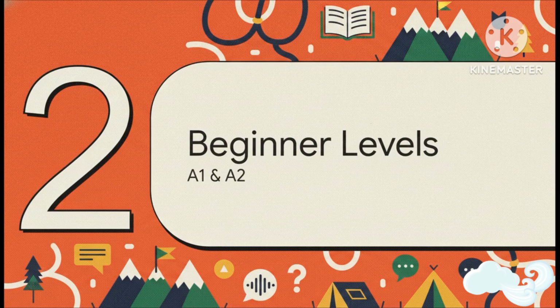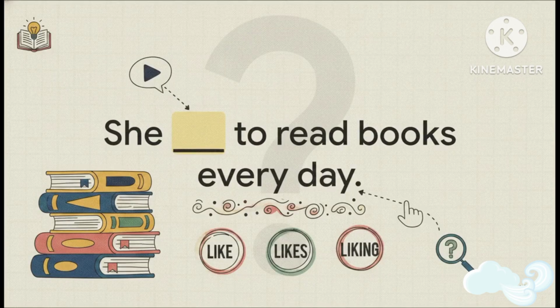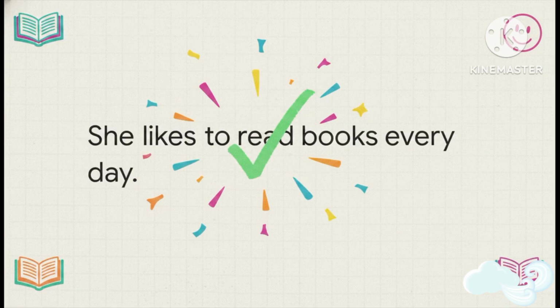Let's do this. The source material starts us off at base camp, the absolute beginner, A1 level. At this stage, communication is entirely about immediate needs, familiar everyday expressions, and super basic phrases. Let's look at our first challenge. Fill in the blank. She blank to read books every day. Take a second. Think about your options here. Is it like, likes, liking? And the correct answer is likes. She likes to read books every day.